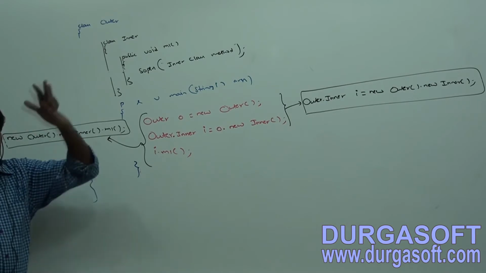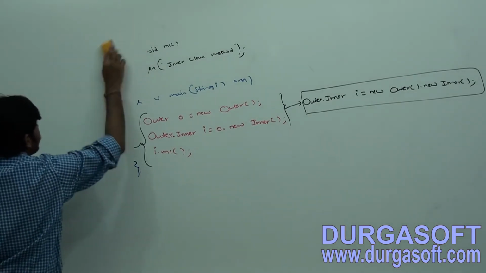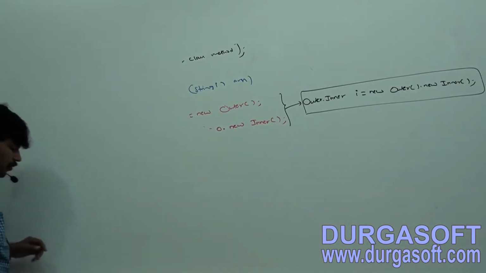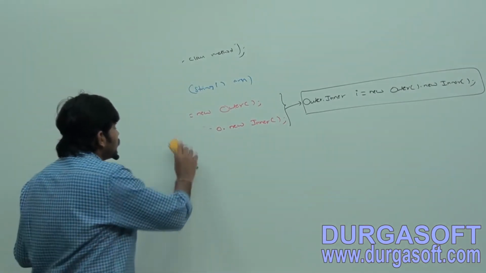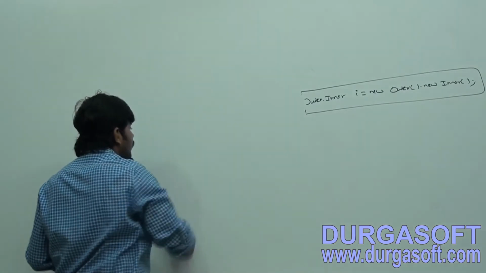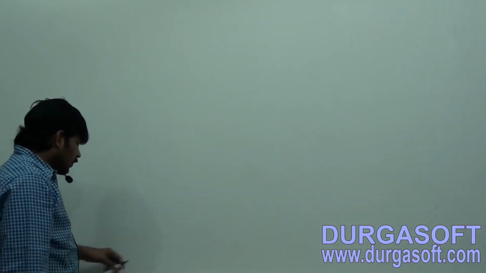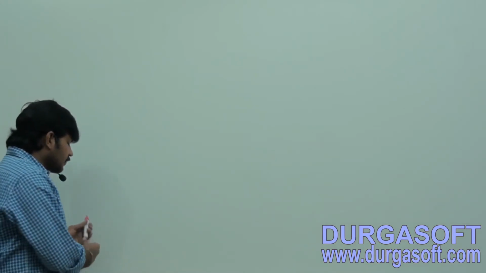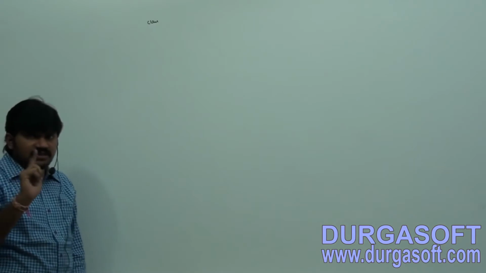Okay, now case 2. Accessing inner class code from instance area of outer class. Now observe, here it says instance area of outer class, not static area, very easy.